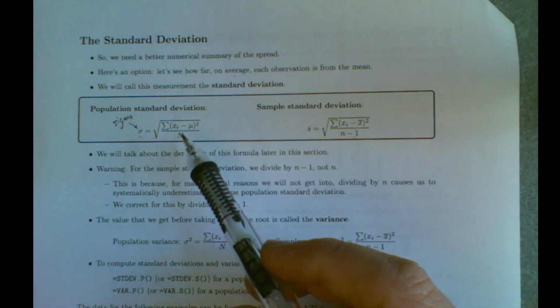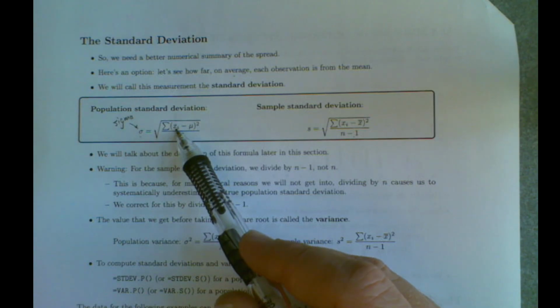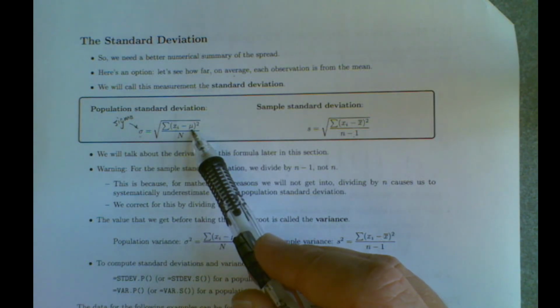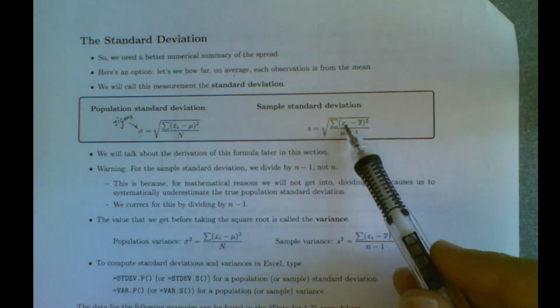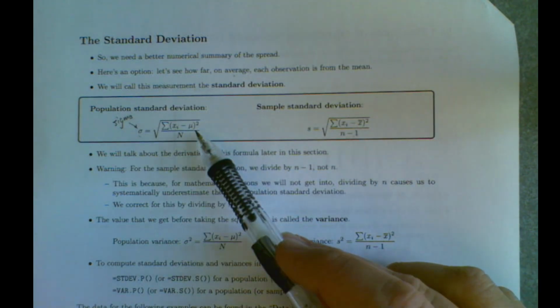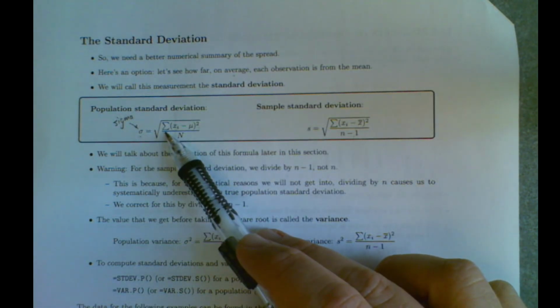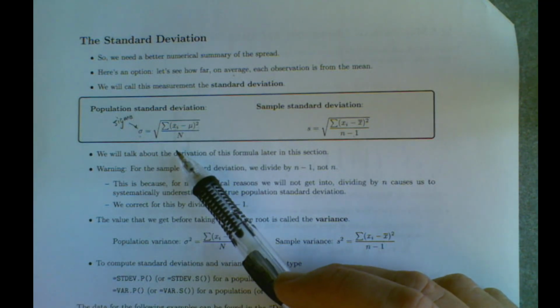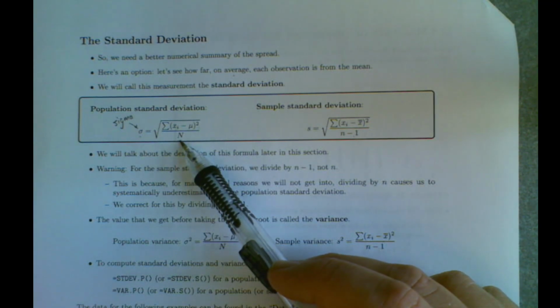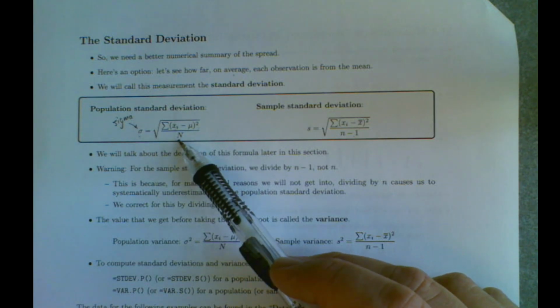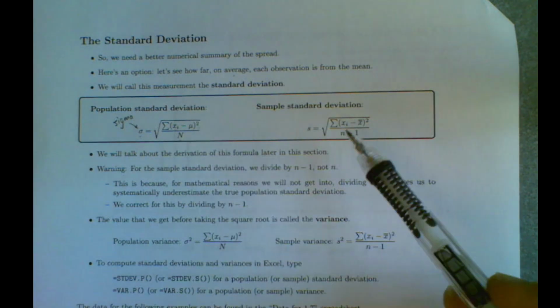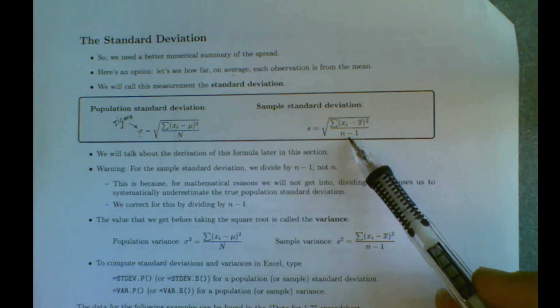We're going to take each observation and subtract the mean from it. Observation minus mean. Then we're going to square those values, add them up, and then divide by the number of values in the data set. But here we have a slight difference. For the population standard deviation, we divide by n. For the sample standard deviation, we divide by n minus 1.